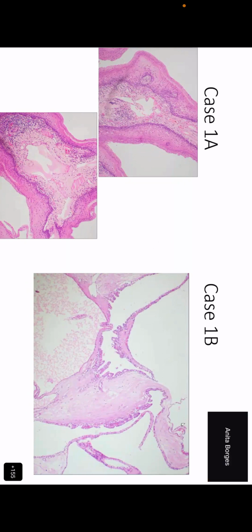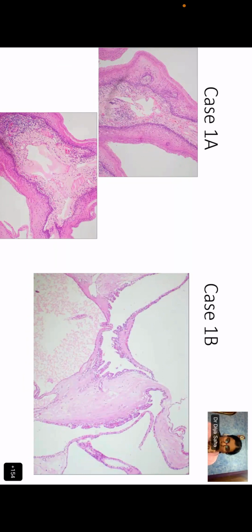And what in case 1B? Ma'am, in case 1B, I can see infoldings inside these cystically dilated spaces, and these infoldings are lined by cells which are... Infoldings of what? Ma'am, infoldings of the lining epithelium, and these are lined by cells which are low cuboidal in nature.